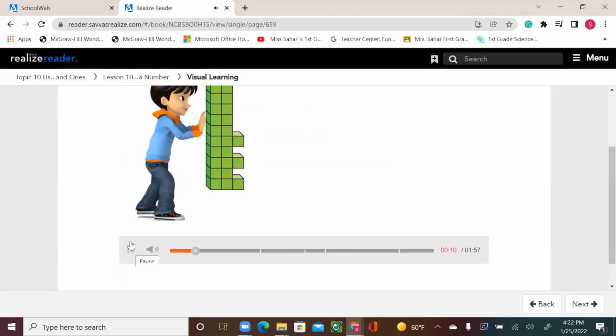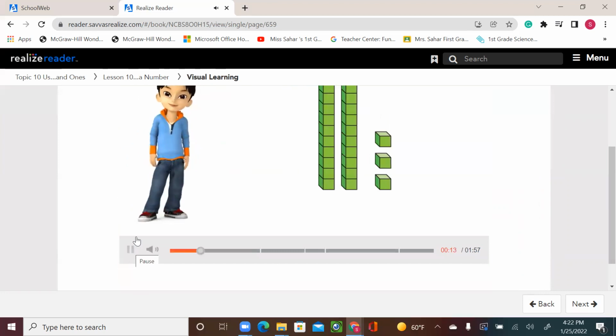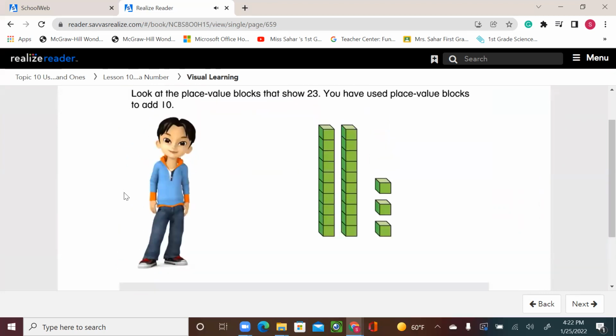Look at the place value blocks that show 23. You have used place value blocks to add 10.